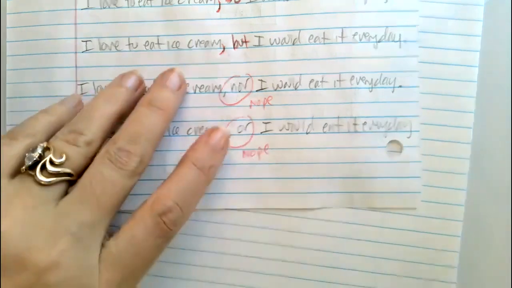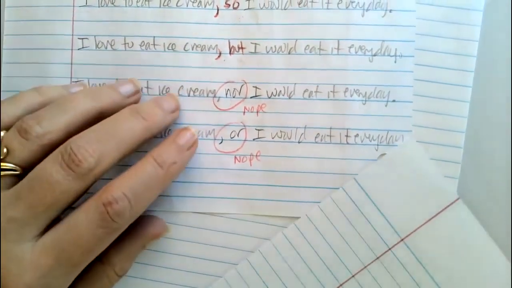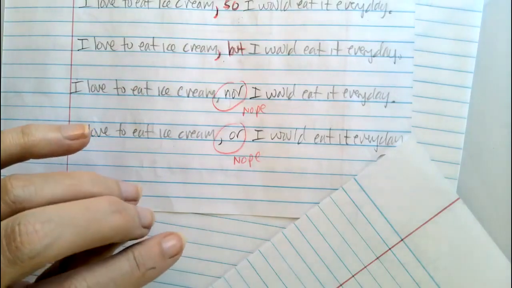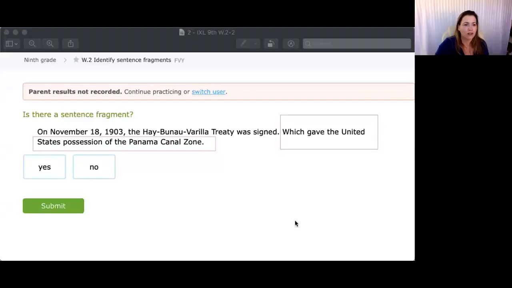Okay, now you're back and I'm going to have us look at some examples from iExcel. So this next example is from ninth grade, W 2.2. And the first thing I want you to do is read the example out loud. It's asking you, is there a sentence fragment? On November 18th, 1903, the Haye-Bonao-Varia Treaty was signed. Excuse me, the Haye-Bonao-Varia Treaty was signed, which gave the United States possession of the Panama Canal Zone.